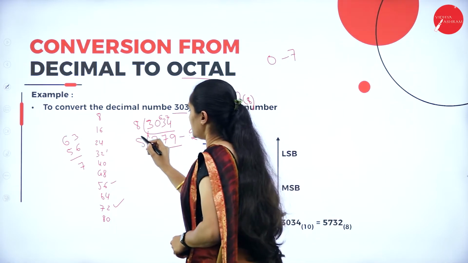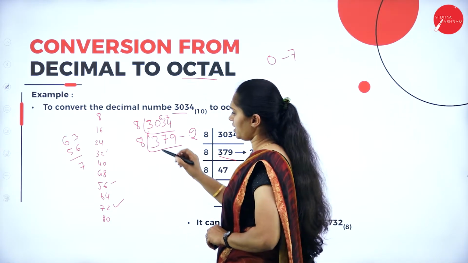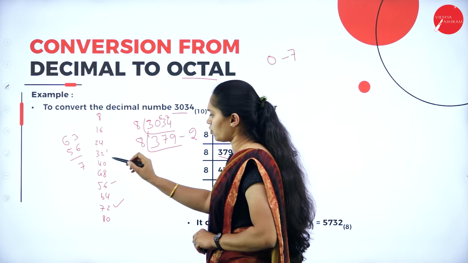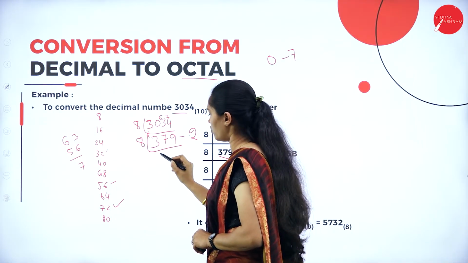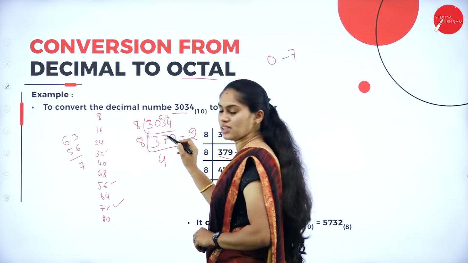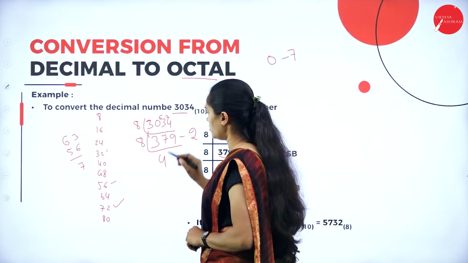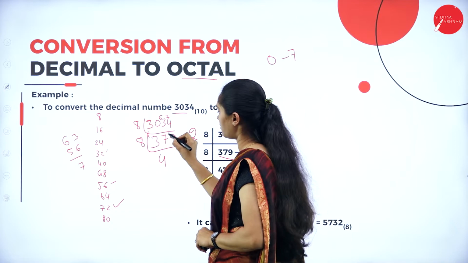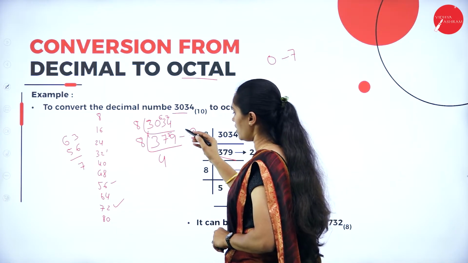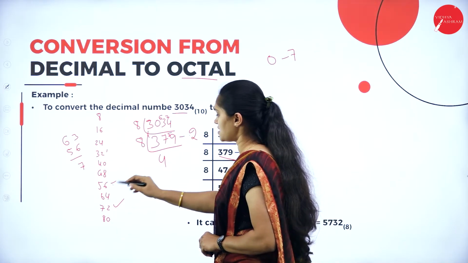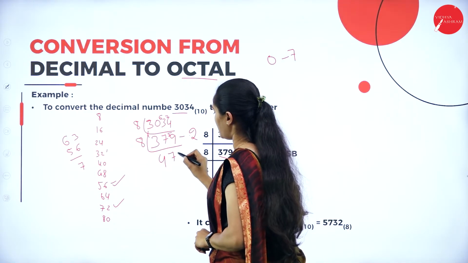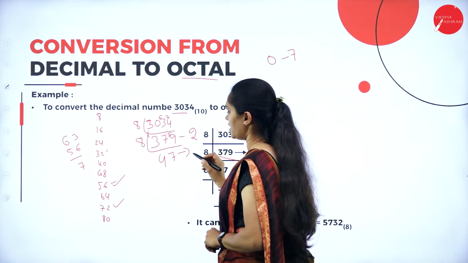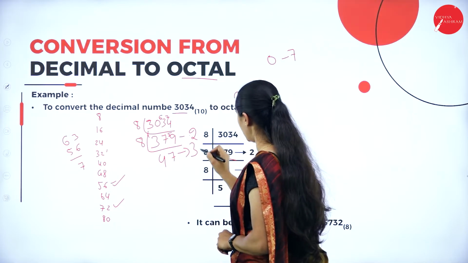Next, here again I need to start dividing. So here I can't go with 40. I should take the fourth value, that is 8 4s 32, then 37 minus 32. So the remainder is 5. So now it becomes 59. So again here I need to go with 7. So 8 7s 56. 59 minus 56, the remainder will be 3 here.